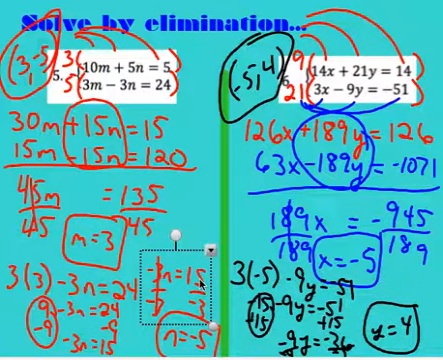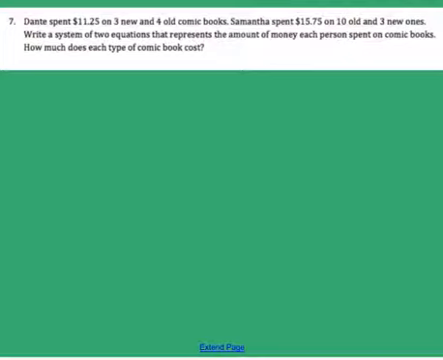Alright. 3 word problems and we're done. Dante spent $11.25 on 3 new and 4 old. So I want x equal to new and y equals old. Samantha spent $15.75 on 10 old and 3 new ones. Write a system of 2 equations that represents the amount.